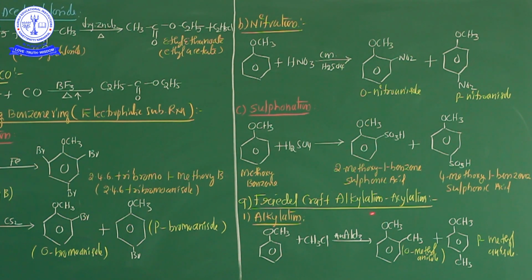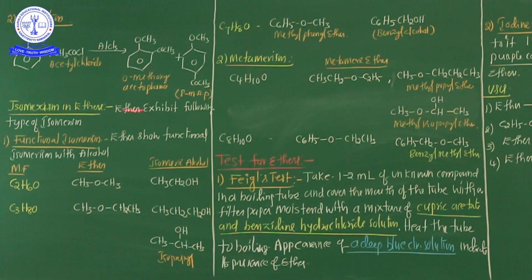After alkylation, the next Friedel-Crafts reaction is acylation. Here also anisole is treated with acetyl chloride, CH3COCl, in the presence of anhydrous AlCl3. Ortho-methoxy acetophenone is formed, and additionally para-methoxy acetophenone is formed.